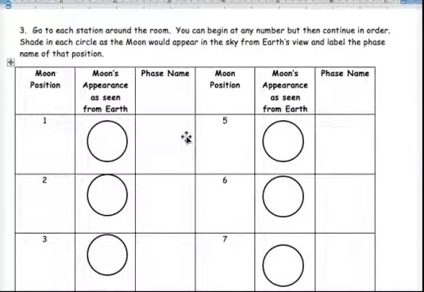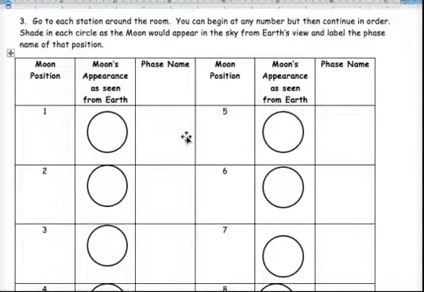On the back, this is the part that you really can't do unless you were in class. So this is the part that I'm going to really focus on. Number 3 says, go to each station around the room. You can begin at any number, but then continue in order. Shade in the circle as the moon would appear in the sky from Earth's view, and label your phase name of that position.